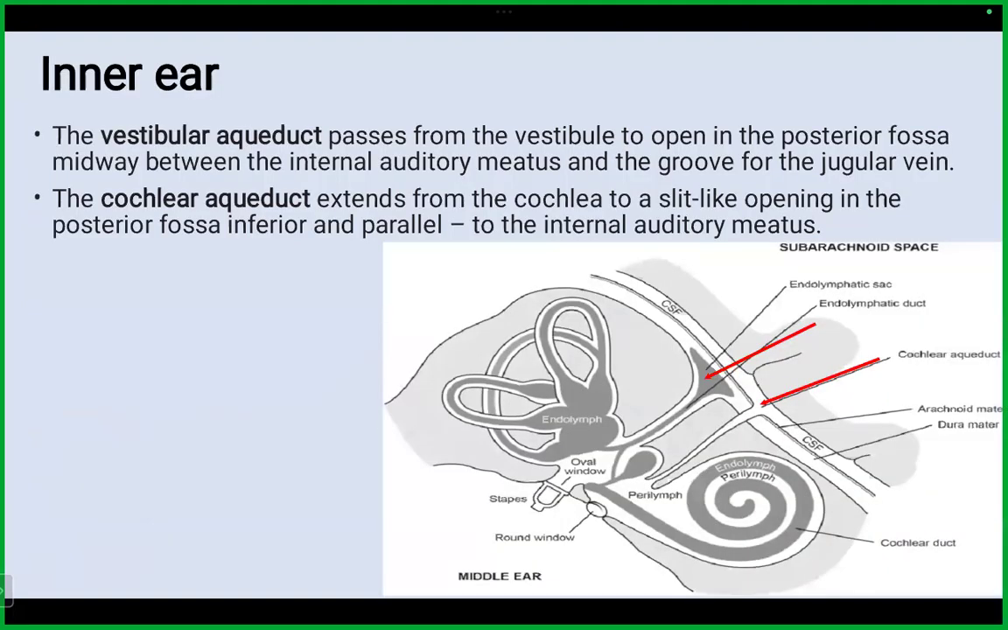The vestibular aqueduct passes from the vestibule to open in the posterior fossa midway between the internal auditory meatus and the groove for the jugular vein. The cochlear aqueduct extends from the cochlea to a slit-like opening in the posterior fossa, inferior and parallel to the internal auditory meatus, as shown in the diagram.